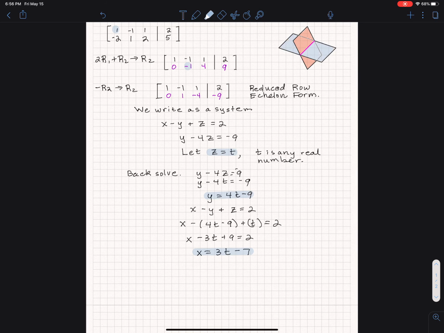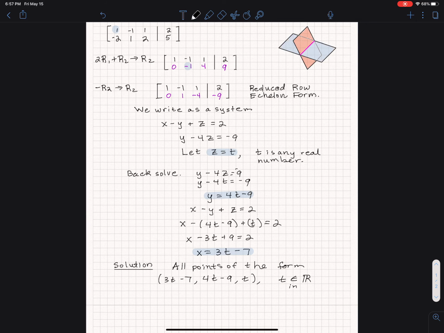But the answer is, the solution is all points of the form (3t minus 7, 4t minus 9, t), where t belongs to the set of real numbers. I'm just going to do this shorthand for math. From set notation, we write that in, and R is the real numbers.